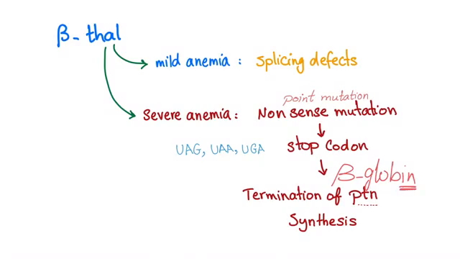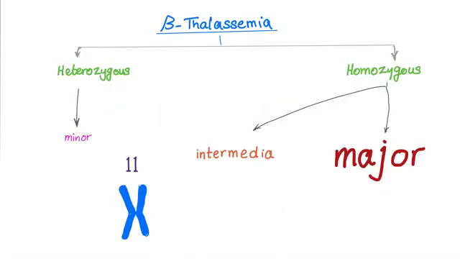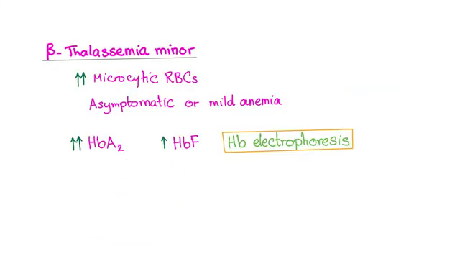So, genetically speaking, beta thalassemia can be either heterozygous or homozygous. Heterozygous is beta thalassemia minor. Homozygous can be either thalassemia intermedia or beta thalassemia major. Chromosome 11. So, number 1, beta thalassemia minor.